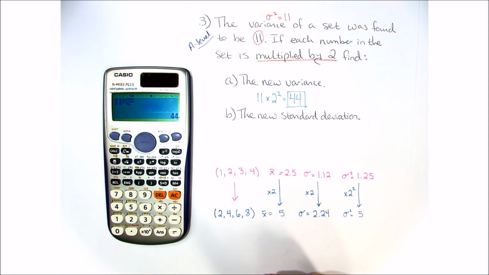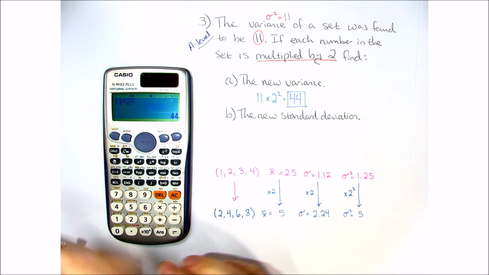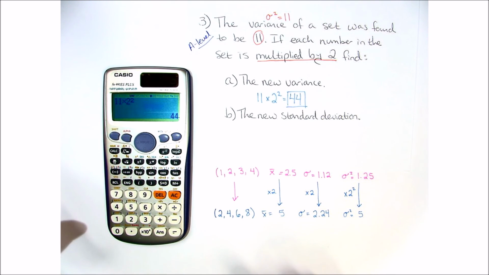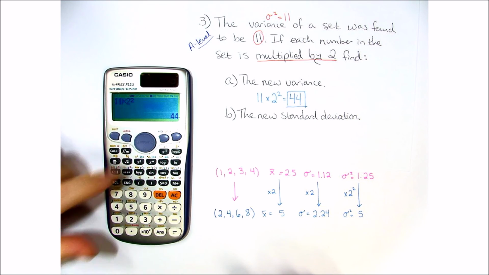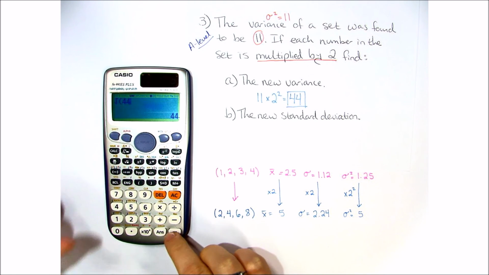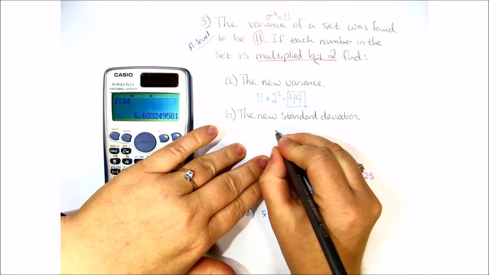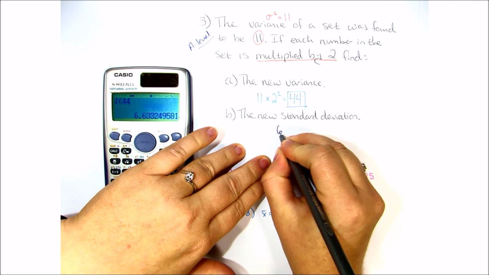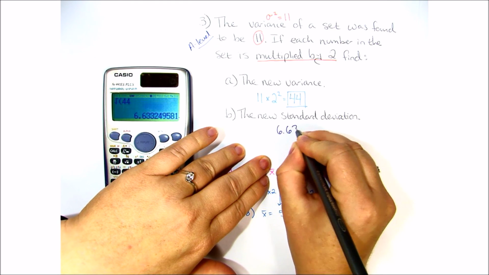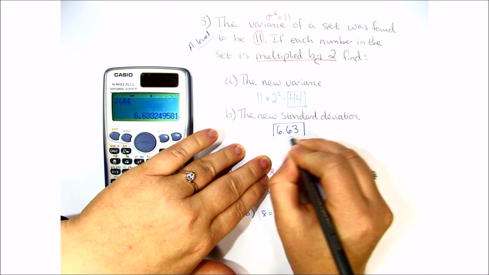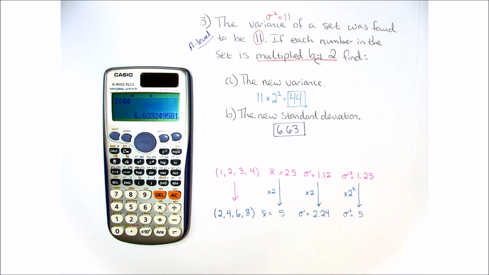So in order to find the new standard deviation, all we have to do is square root our answer. So we square root 44, and we get that the new standard deviation is 6.63. And this is how you do number 3 in the revision sheet.